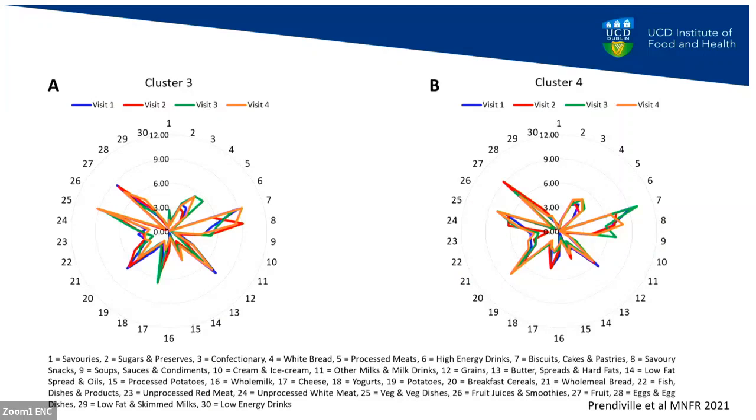And what you're seeing here are 4 different visits. So these are 4 different time points for individuals, and you can see that the dietary patterns are being tracked over time. So we've got a very stable model that's able to classify individuals into a dietary pattern, and that seems to be stable over time.